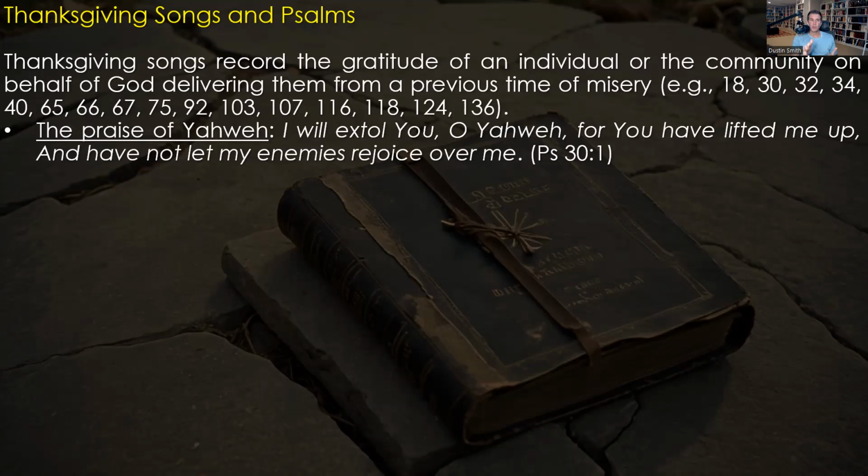So the first part of these Thanksgiving Psalms, and we'll just take Psalm 30 as an example. We have the praise of Yahweh. I will extol you, O Yahweh. Why? Purpose statement. For you have lifted me up and have not let my enemies rejoice over me. Okay. So this person has been exalted out of his dire straits, and the enemies do not have an opportunity to rejoice over him. And so, because of this, the writer is extolling Yahweh.